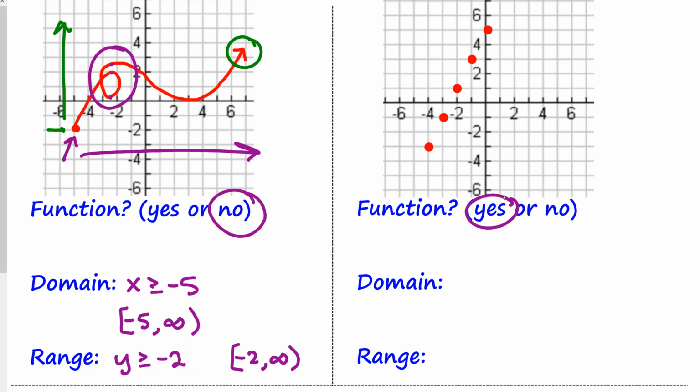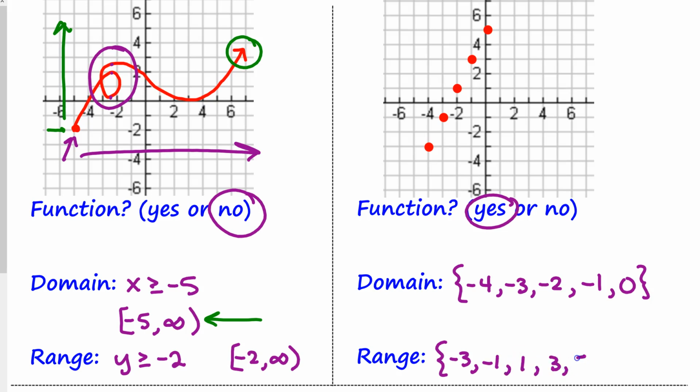And what is the domain? Well, whenever you have just a discrete set of points, you can't use interval notation like this, because interval notation contains all infinitely many real numbers that fall between those two endpoints. So what we're going to need to do is just list the elements of the domain by listing the individual x coordinates, and set notation is you use these set braces around it. So we have -4, -3, -2, -1, and 0 as the x coordinates of the points. We'll do the same thing for the range. We have y values of -3, -1, 1, 3, and 5.